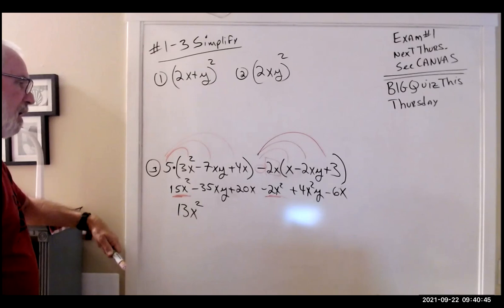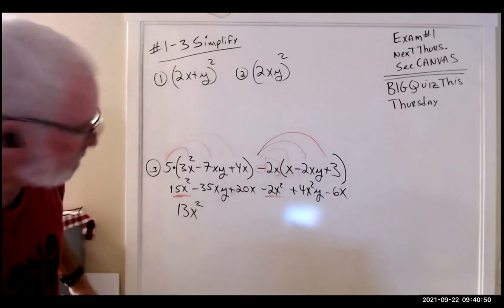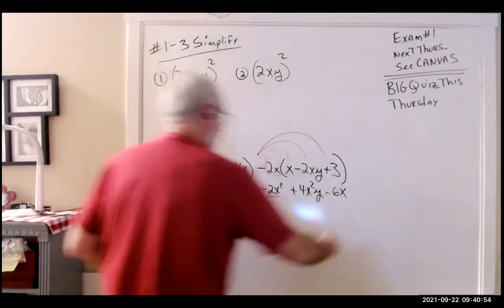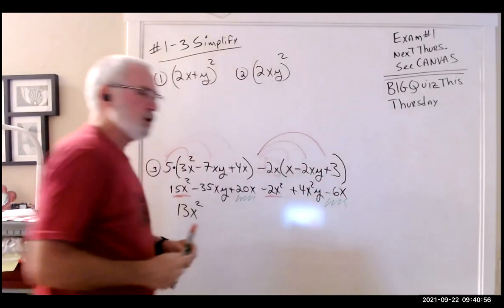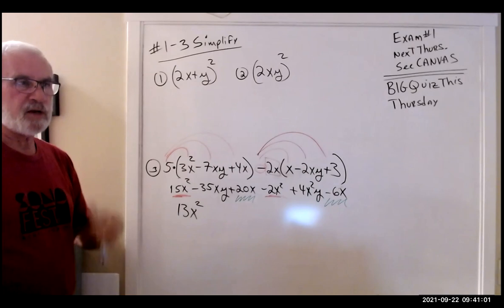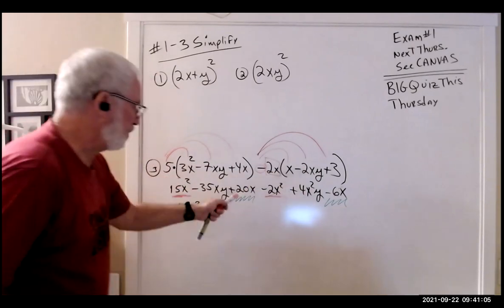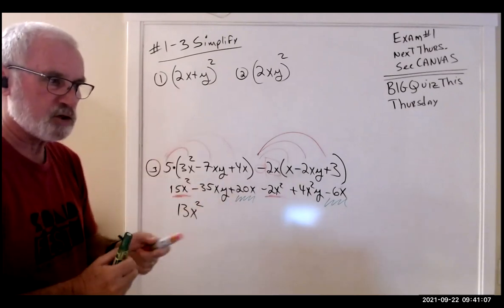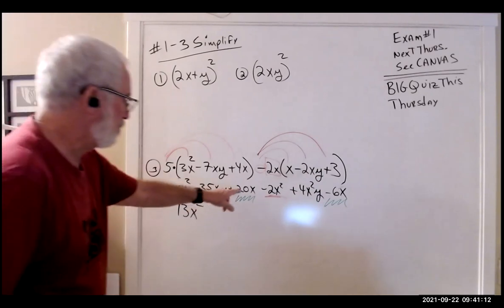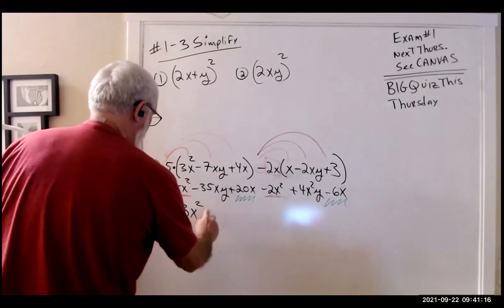Okay. Are there any other like terms? There's 20x here, and this negative 6x. Remember, like terms are being defined as exactly the same variables, exactly the same. So x and x, but when we put together like terms, we always add or subtract their coefficients. So positive 20, take away 6 is positive 14x.